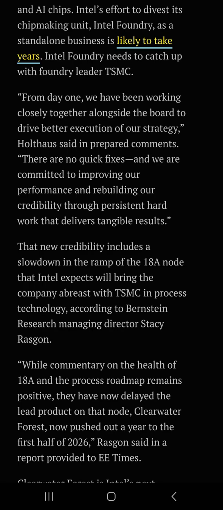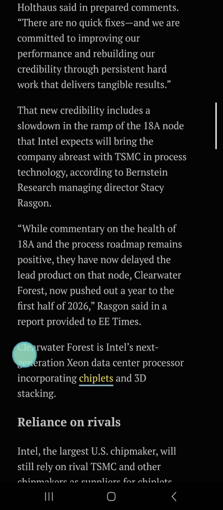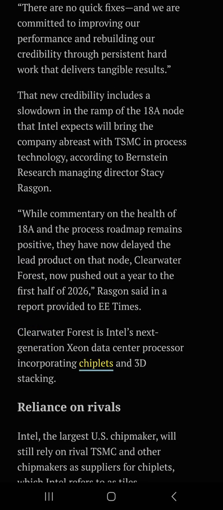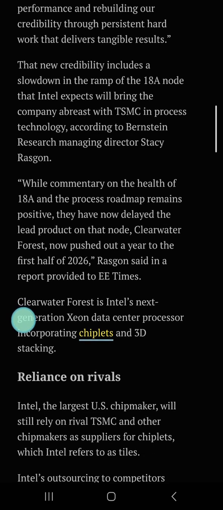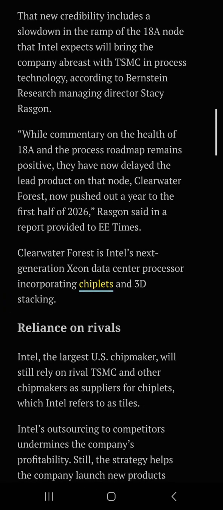The new credibility, including a slowdown in a ramp of the 18A node, which Intel expected will bring the company abreast with the TSMC process technology, according to Bernstein's research managing director, Stacy Lasgon. While the commentary on behalf of the 18A, the process roadmap remained positive, they've now delayed the lead product on that node. Clearwater Forest now pushed out a year to the first half of 2026, Lasgon said in a report provided to EE Times.